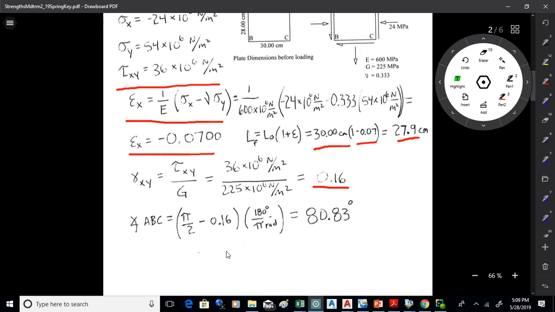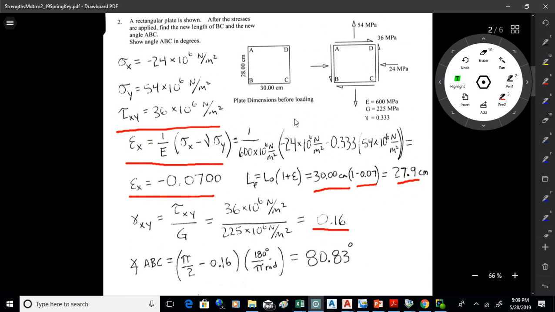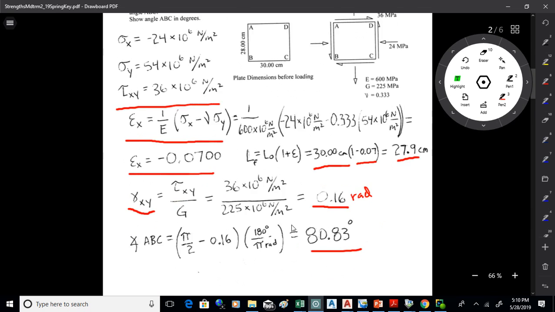The shear strain then is the shear stress over G, which is 0.16. That is the change in that angle there on the XY planes. So that would be angle ABC. It's getting smaller because a positive shear strain means the angle is getting smaller, so it's getting smaller by that amount. And that's radians. We can consider that to be a radian measure. So if we take our original 90-degree angle, which is pi over 2, minus 0.16 radians, then convert that into degrees, we'll get the new angle for ABC.